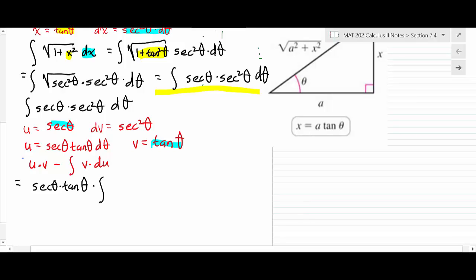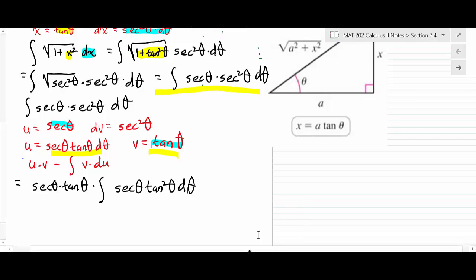And then we're going to do the integral of v du. So the integral of v du is going to be these two things together. So that looks like it is going to be secant theta tangent squared theta d theta like that. Okay, so let's see what we got here. We got secant theta tangent theta. That's not a part of an integral.